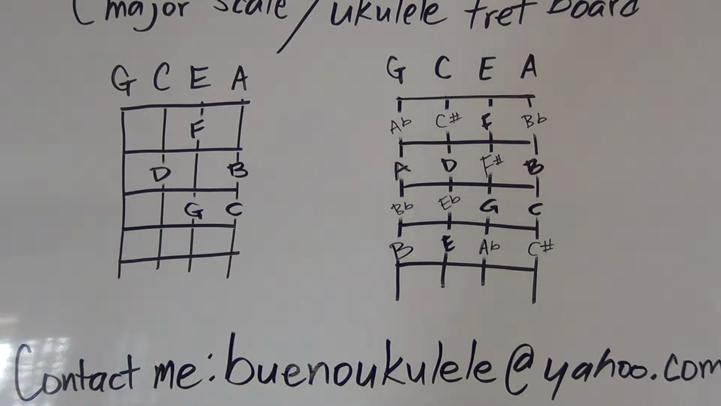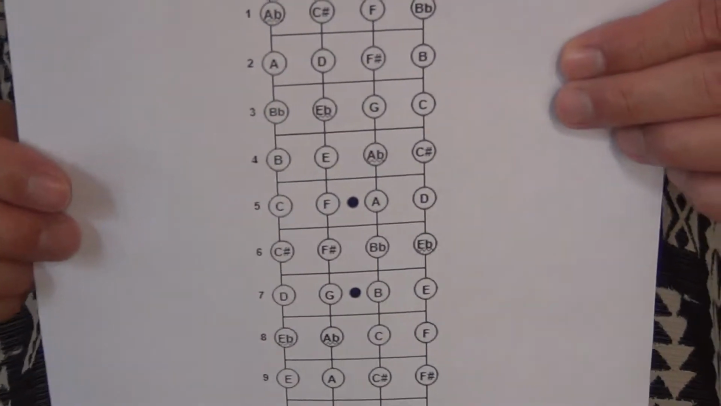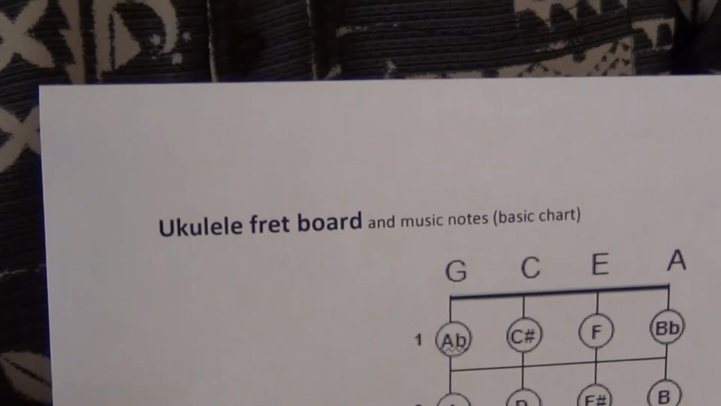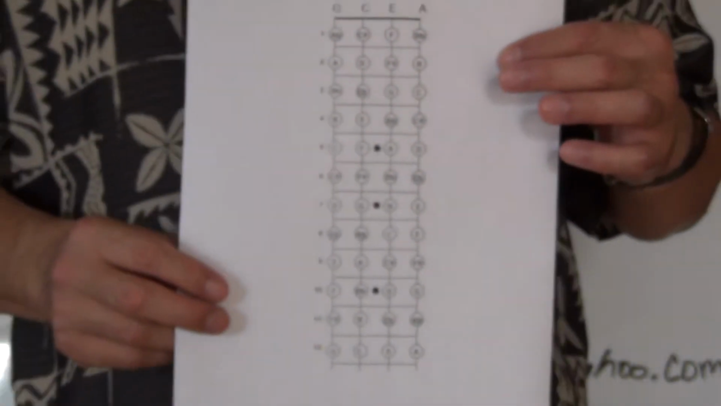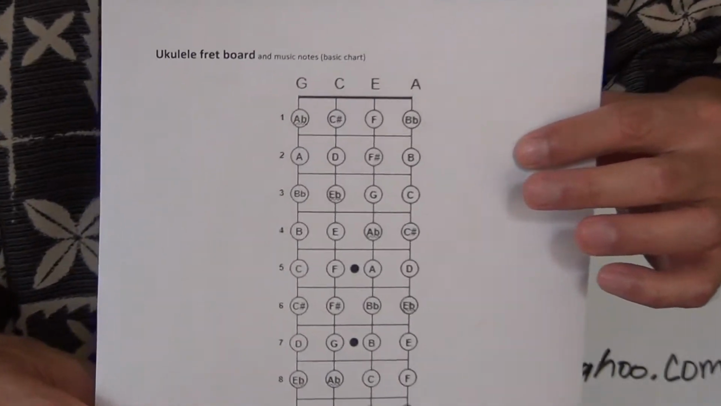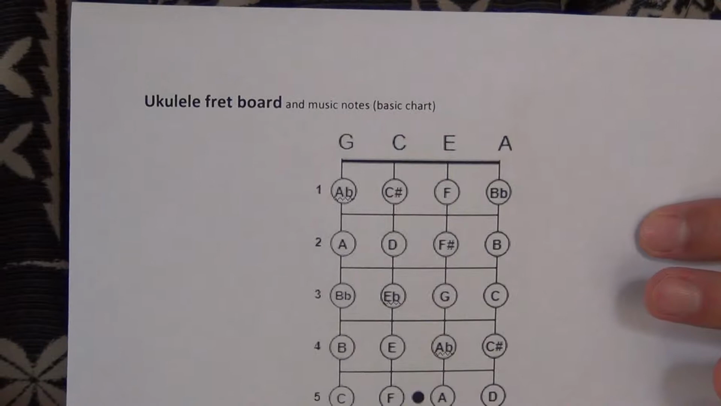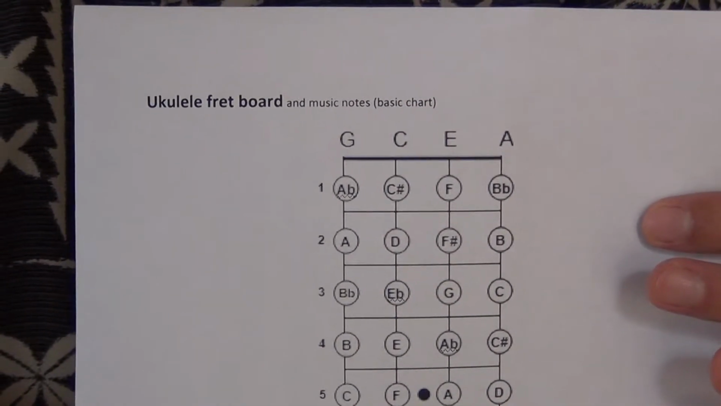Before we get started, go ahead and take out your chart for the ukulele fretboard. It looks like that at the top. The ukulele fretboard chart has a diagram of the fretboard and all the notes. So at this time, pause the video, go get that chart, and we'll get started in a couple of seconds.